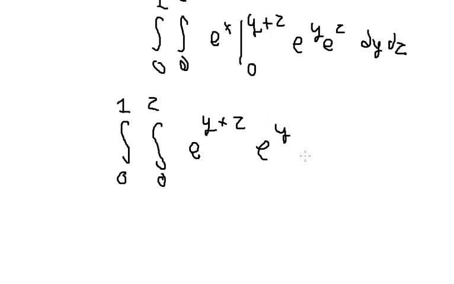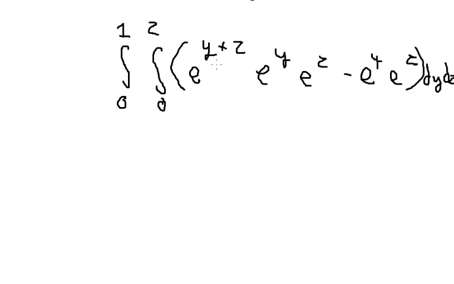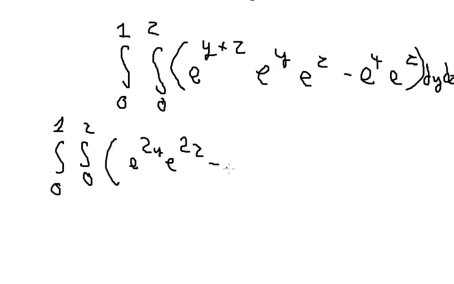So we have e^y e^z, because e^s with 0 gives negative in here, because this is the bottom. E to the power of 0 gives 1, so you get e^y e^z, and we have the bounds. So we simplify this one, e^y and e^y, so you get e^2y and e^2z, minus e^y e^z, dy, dz. So we just do this integration in here and here.